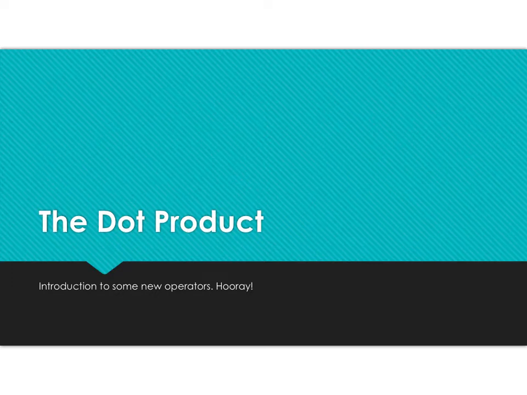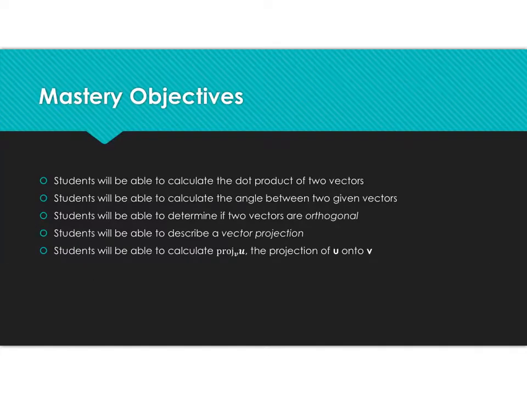Today we're talking about the dot product. So I have this note here about an introduction to some new operators. We'll talk about what that means in just a second. We're going to start by looking at what we're supposed to be able to do once we're at the end of this. So we're going to be able to calculate the dot product, which means we're going to have to understand what that means, obviously.